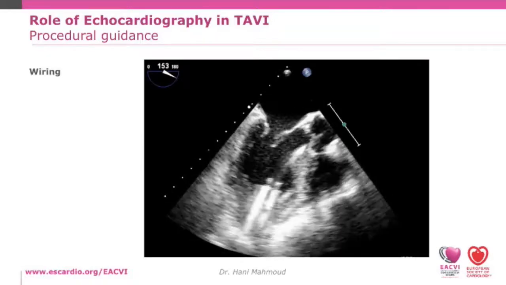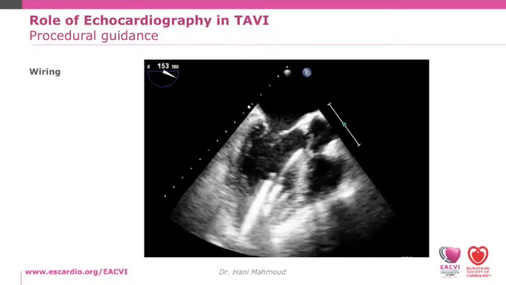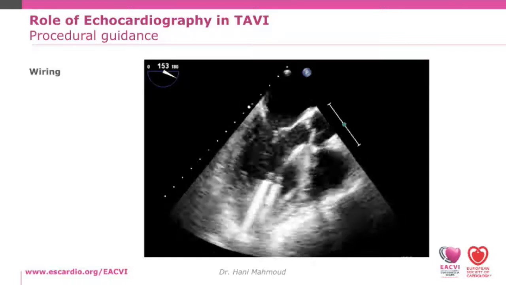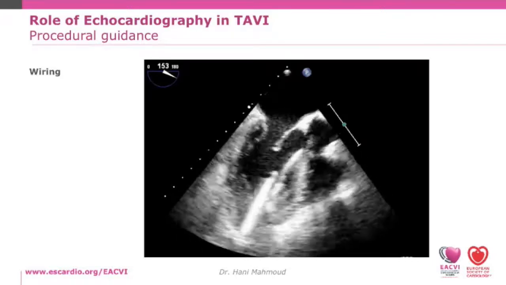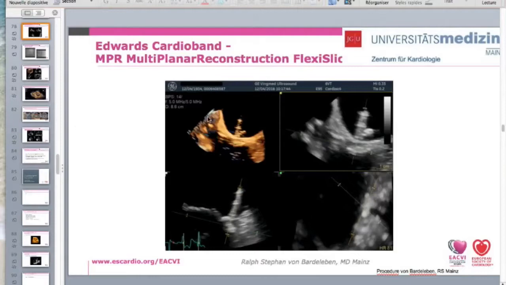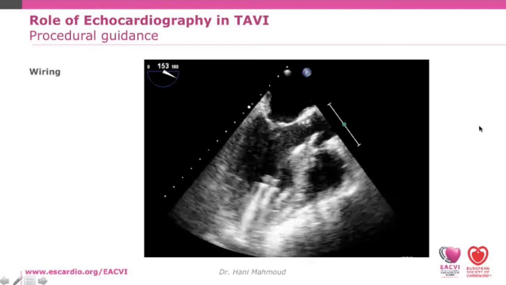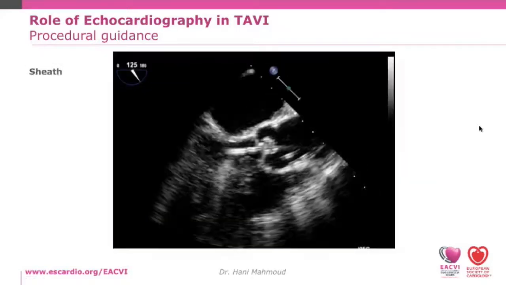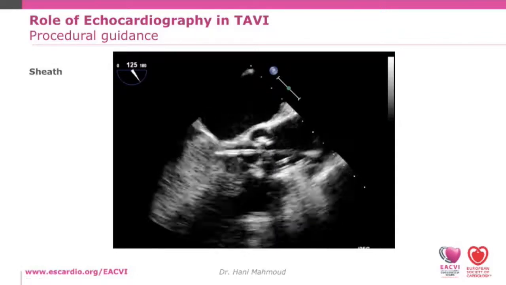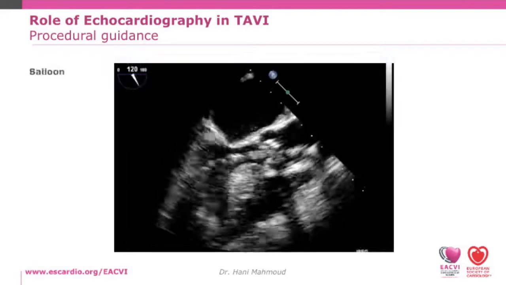Okay. So what we see here is the wiring situation. It's a transapical procedure where we have a sheath access at the apex, as you can nicely see. We can control the wire, which is often difficult in fluoroscopy alone, so that it passes correctly over the aortic valve. And as we see in the next slides, we can then see the sheath across the valve and control the balloon during the procedure.